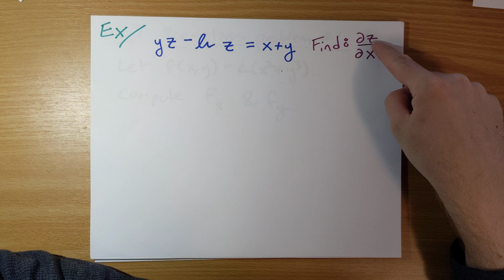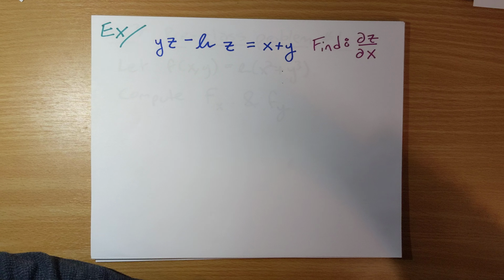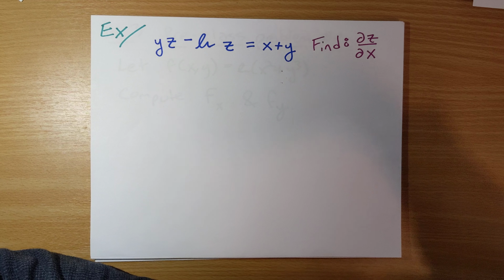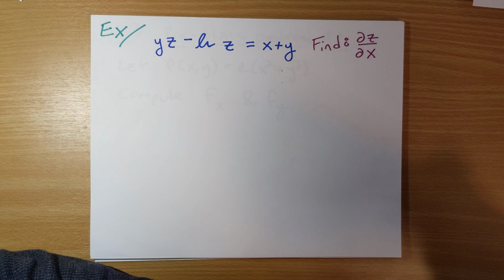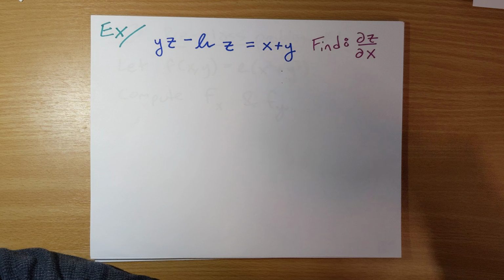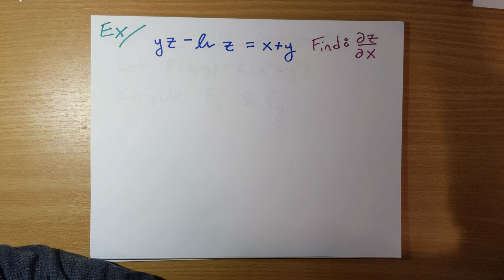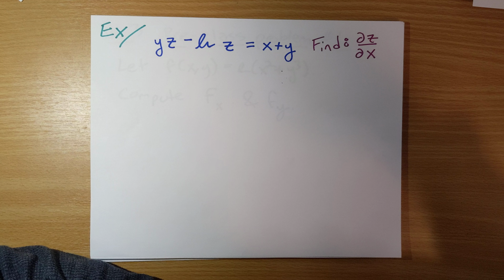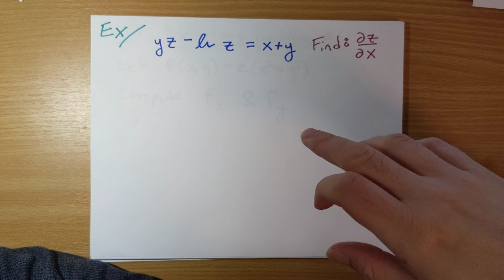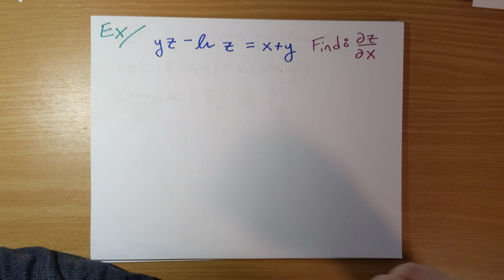So find the partial derivative of z with respect to x here. And so once again, we're going to find this partial derivative. So remember back to doing implicit differentiation in Calc 1, where you have an equation with x's and y's in it, and you say the equation is implicitly defining y as a function of x. Well, here we're going to have z implicitly defined as a function of x and y.